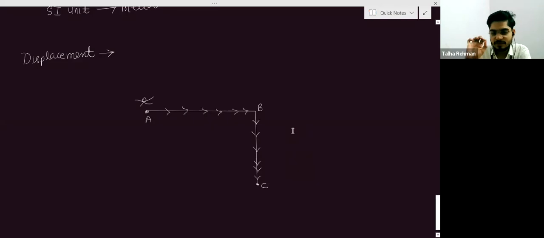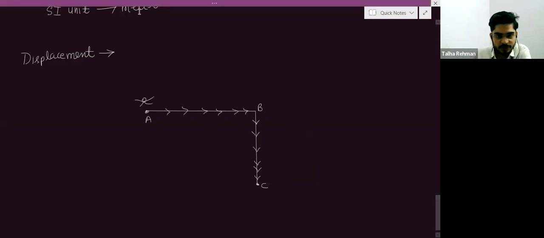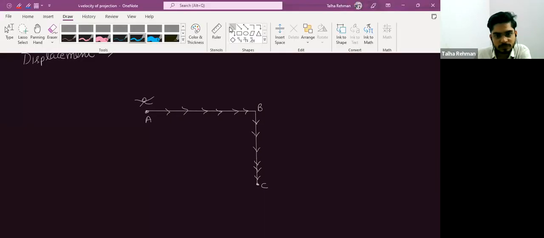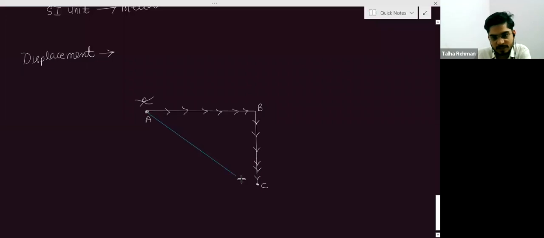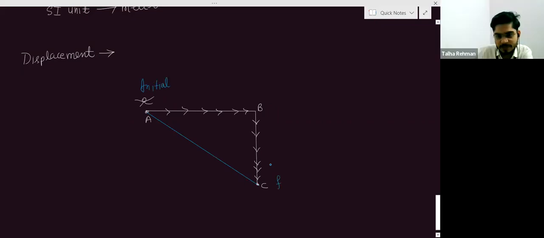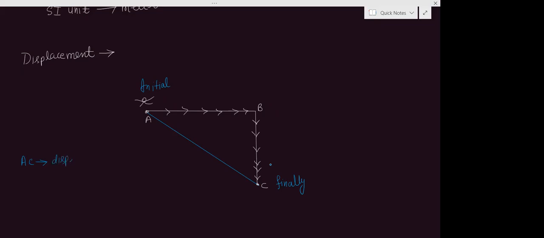So in this case, what is the displacement? Displacement will be the shortest path between the initial and the final position. This is the initial position of the person, and finally the person is here. So this AC will be the displacement. Not the distance, this is the displacement.